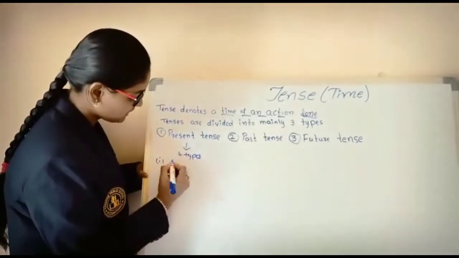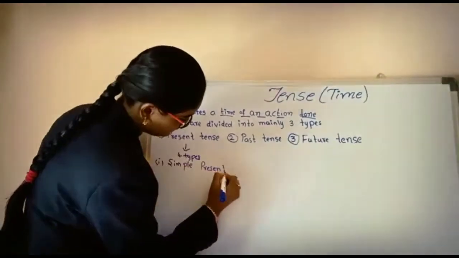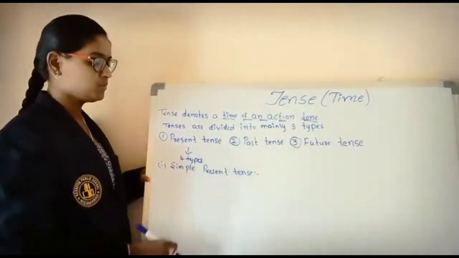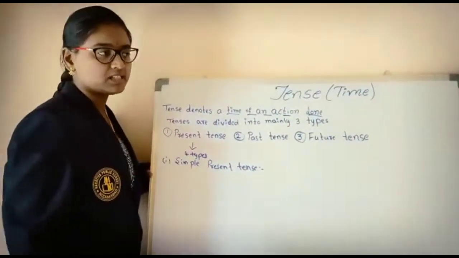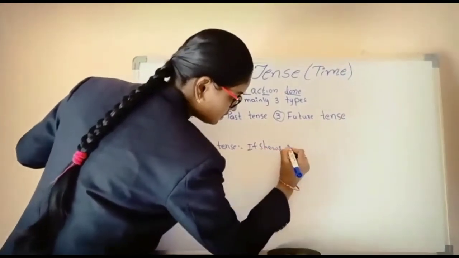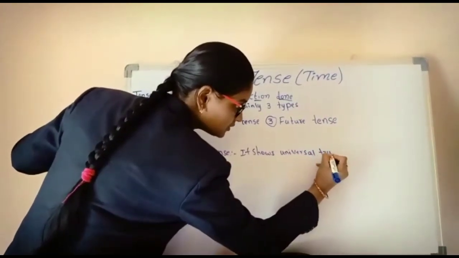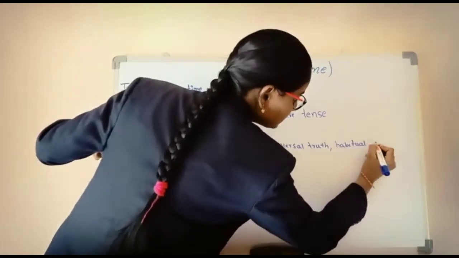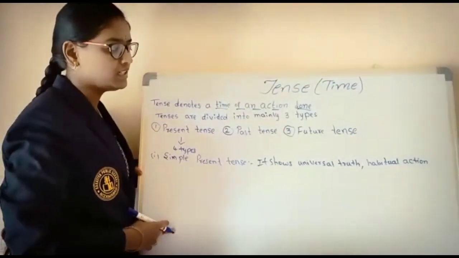The first subtense is simple present tense. Simple present tense definition: it shows daily works, universal truth and habitual action.